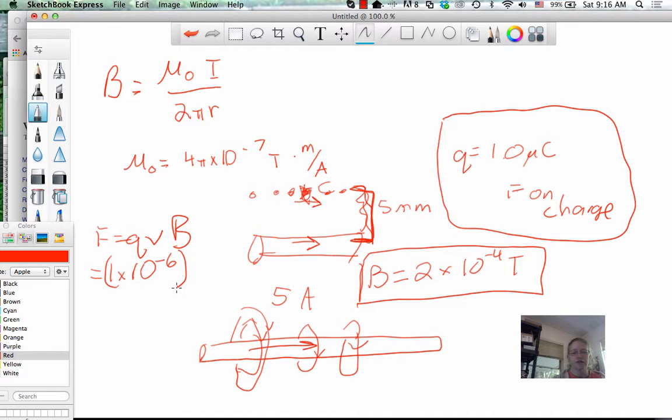10 to the negative 6. Did I give a velocity for this charge? Oh, we probably need that. It's a velocity of 5 meters per second. So times 5 meters per second. That was coulombs. Times 2 times 10 to the negative 4th Teslas.